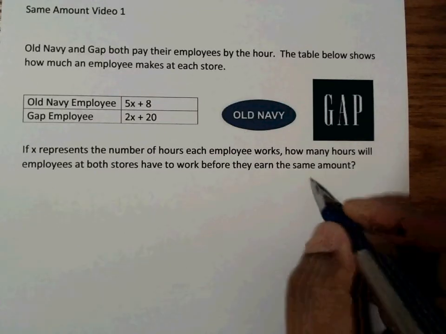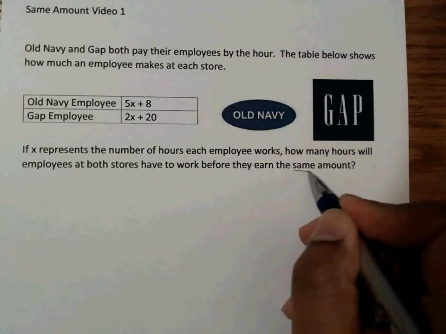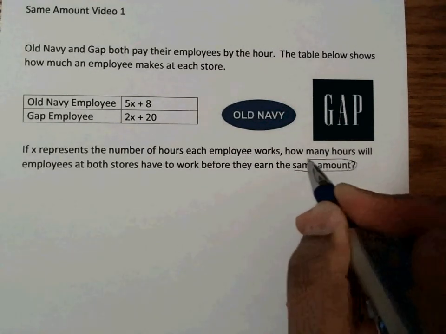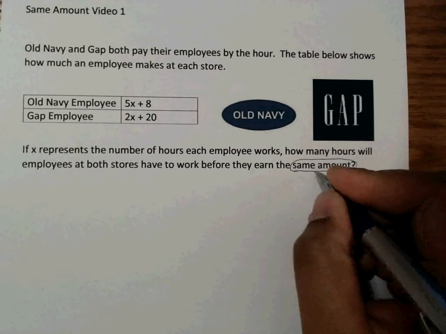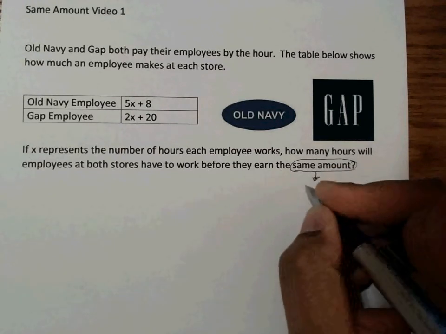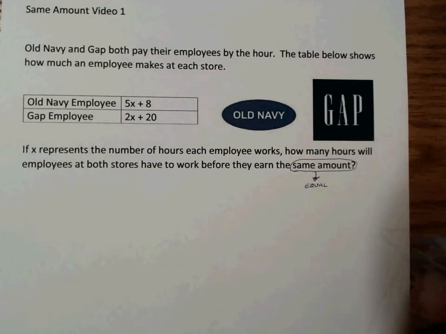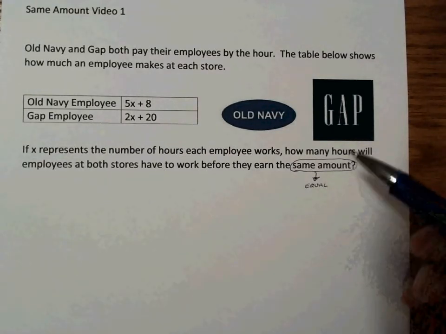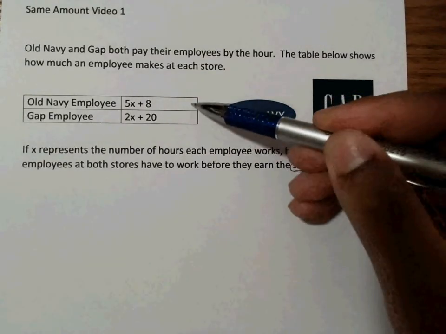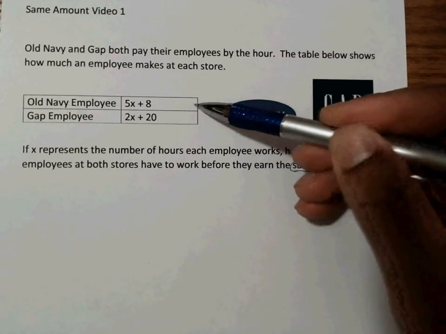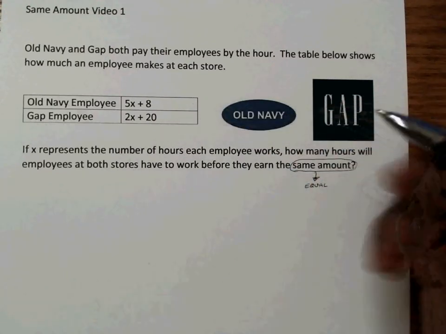So the key word in this is same amount. The thing that you have to know about same amount is that it's the same thing as equal. When two things are the same amount, that means they're equal. So we're trying to figure out when these two things are the same amount. Basically, we're trying to find out when they're equal to each other.